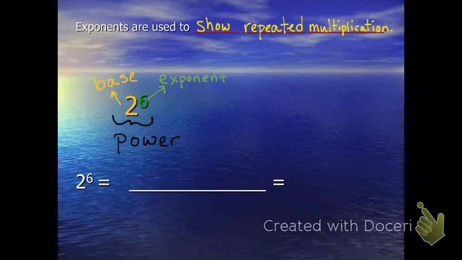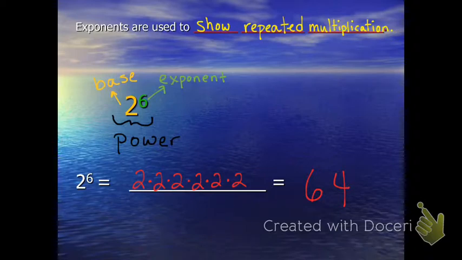So, with a base of 2 and an exponent of 6, the way you read that is 2 to the 6th power. And what that means is that you're going to multiply 2 by itself 6 times. When you multiply 2 times 2, you get 4. Then multiply that by 2, you get 8. Then by 2, 16. By 2, 32. And by 2, 64. So the answer of 2 to the 6th power is 64.